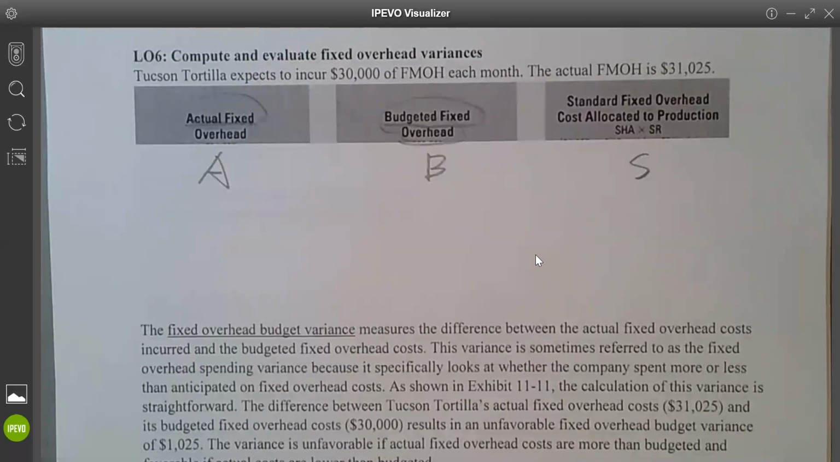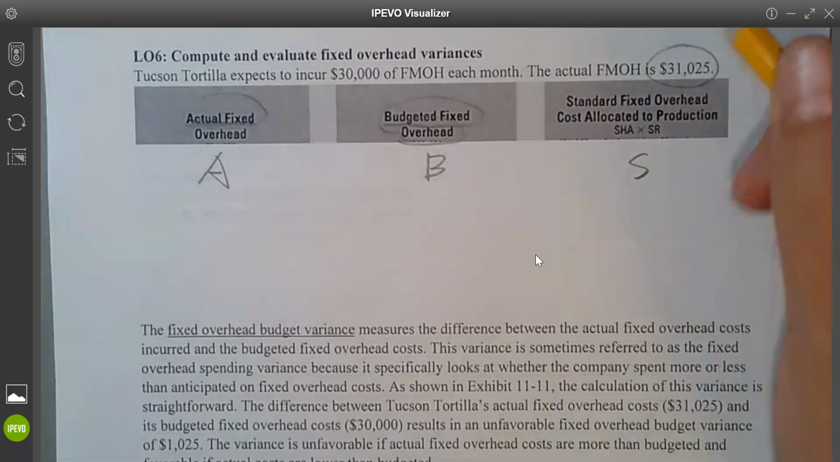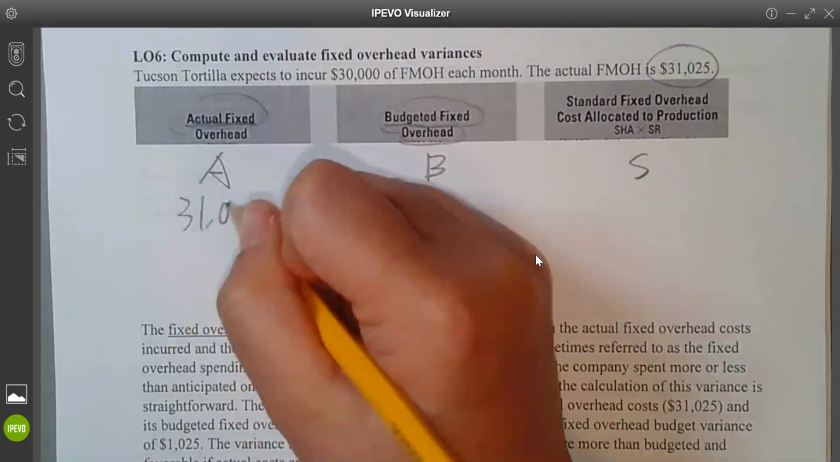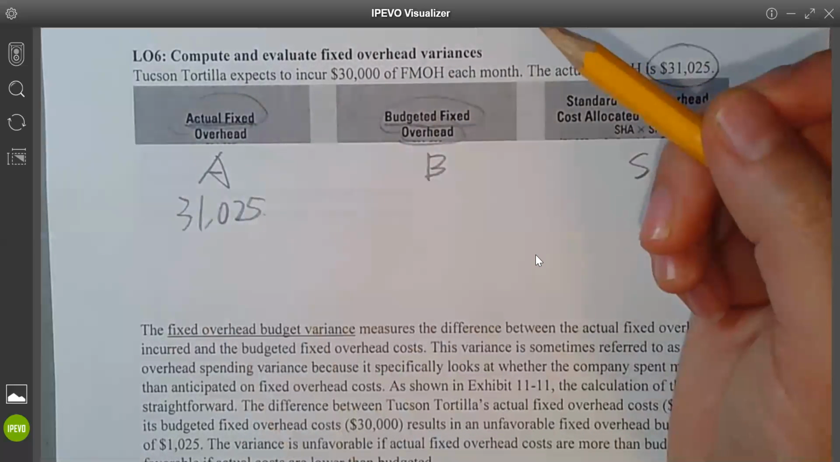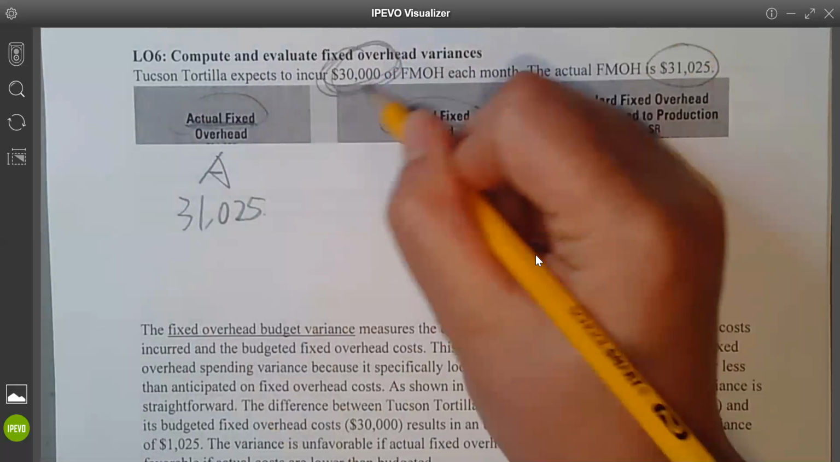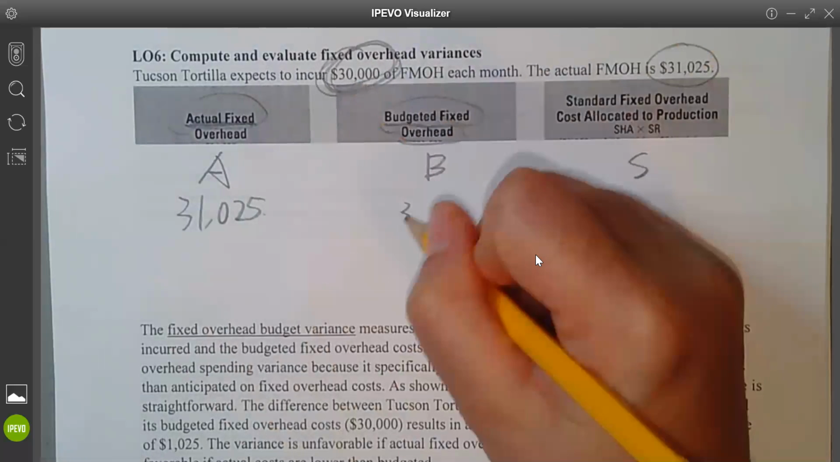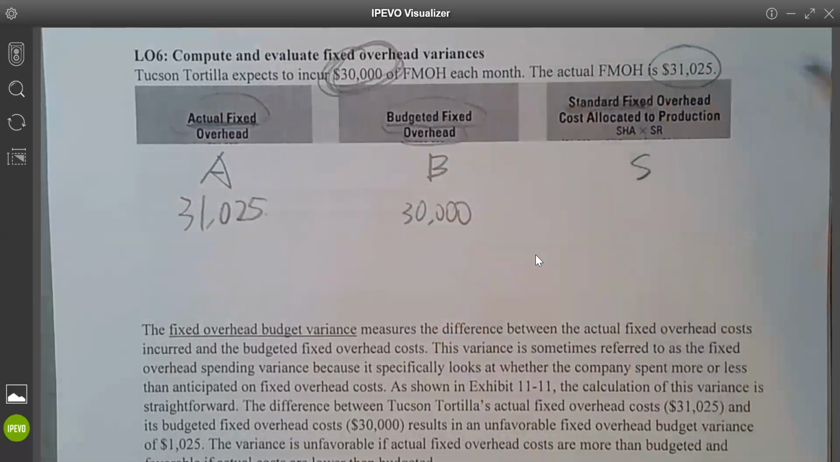So this one told us the actual is $31,025, and then you expected to incur 30,000. So this is your budgeted, your budgeted will be 30,000. And then we also have the standard. How do we get the standard?